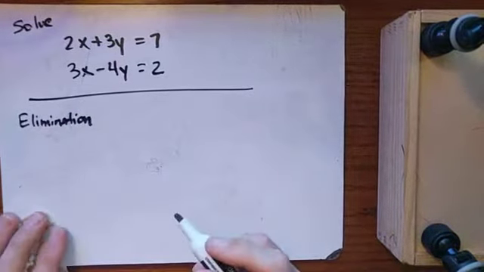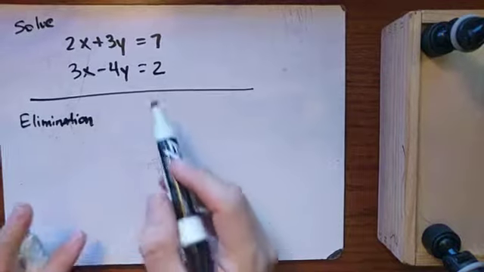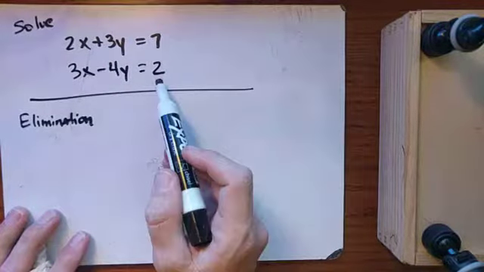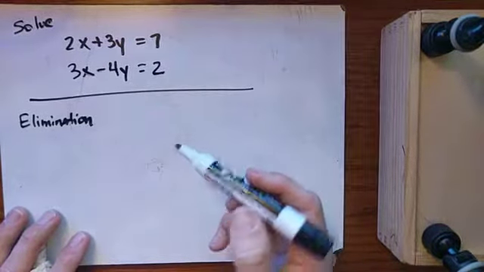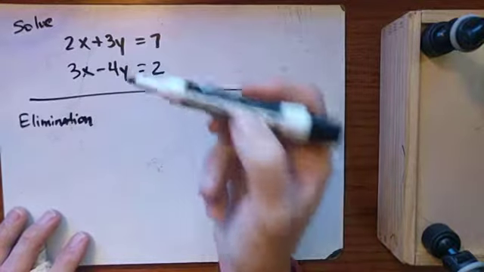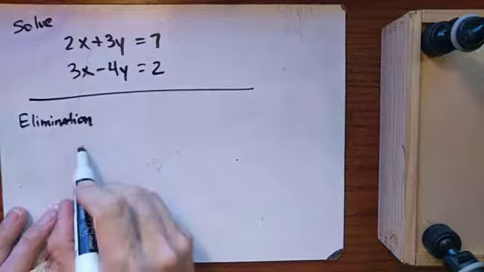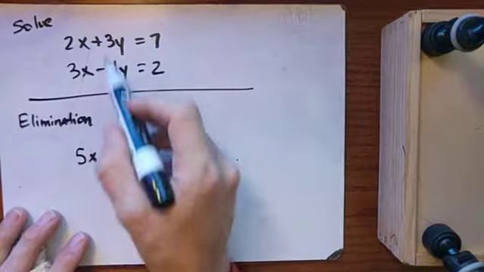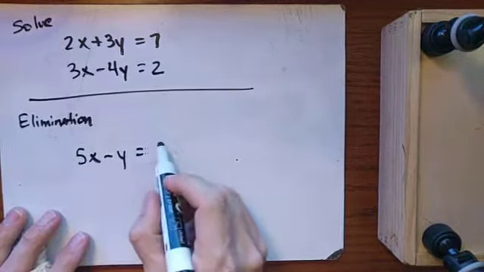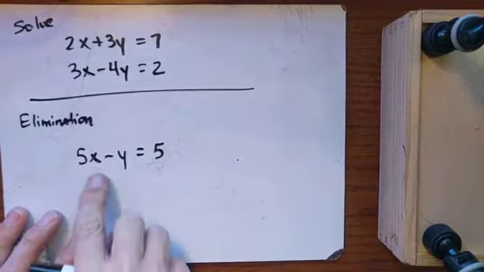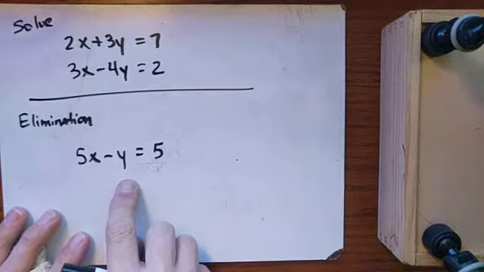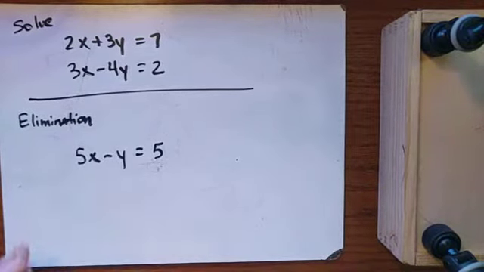Okay, so elimination works like this. What you want to do is you want to be able to add the two equations together, but when you add two equations together, you eliminate a variable. Now, if you add both of these right now, you're going to get 5x, and then you're going to get minus y equals 5. That doesn't really help us. We haven't eliminated a variable, right? We still have an x, we still have a y.